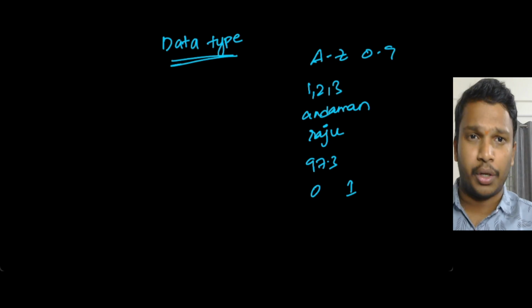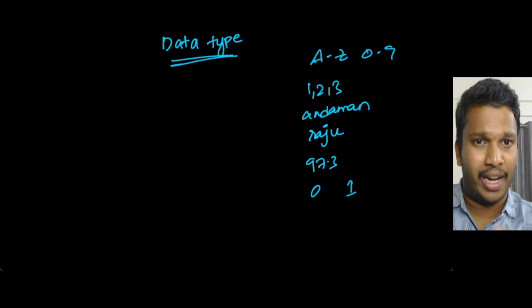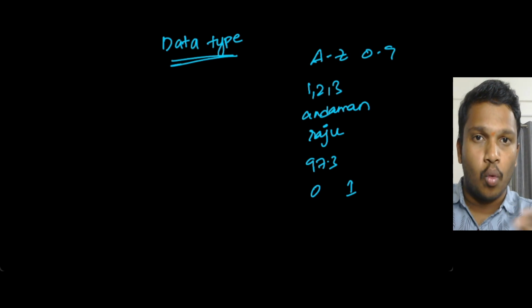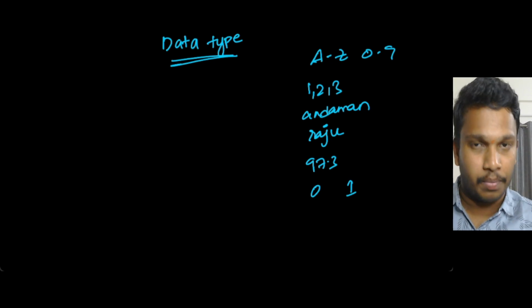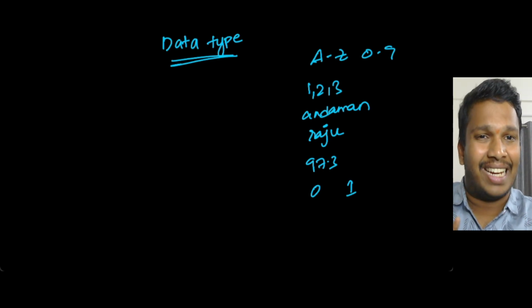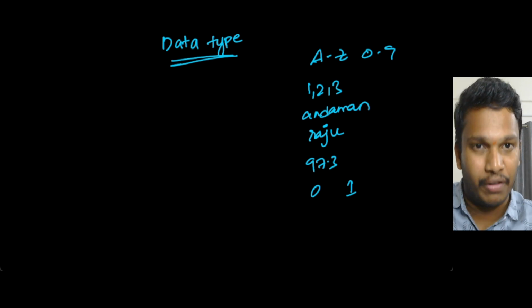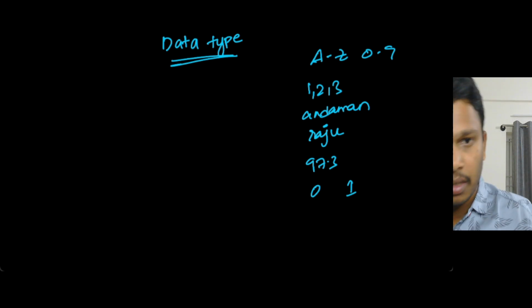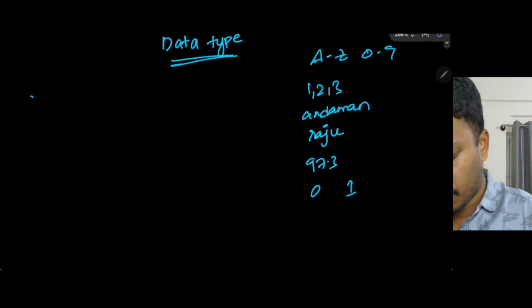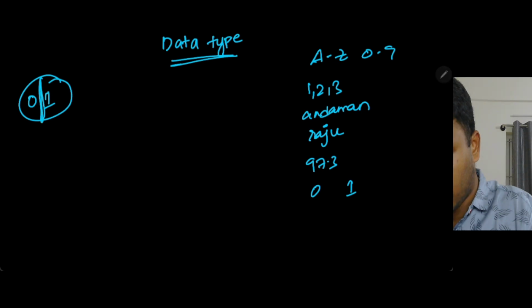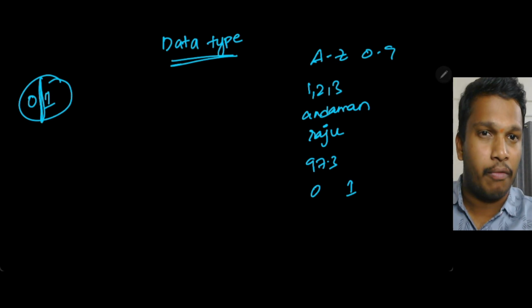So the computer should know the type, right? The computer should not get confused. To make the computer understand, we have categorized this data. So basically, the categorization of data is nothing but data types. What are the different types of data we have? One type of data is 0 or 1, only two things. This is known as binary.